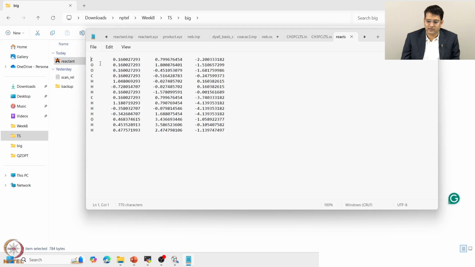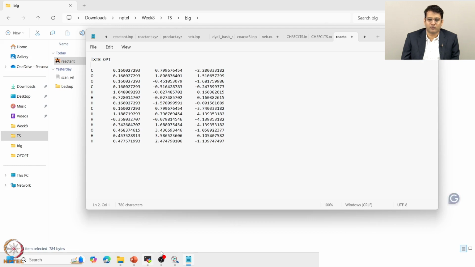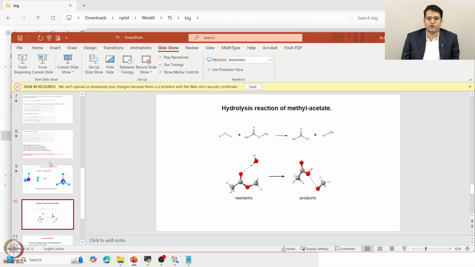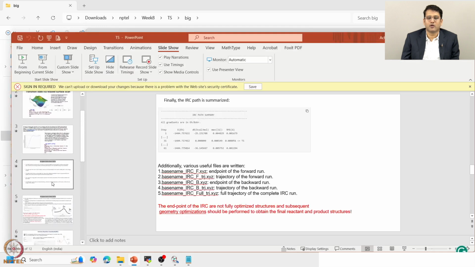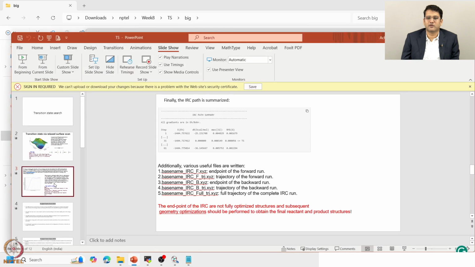Here we are going to use XTB. So XTB opt, most probably will go to a minima. It is very unlikely that we will go to a frequency calculation. We told that for this calculation we are going to use XTB. Just to copy paste the recalculate Hessian keyword.